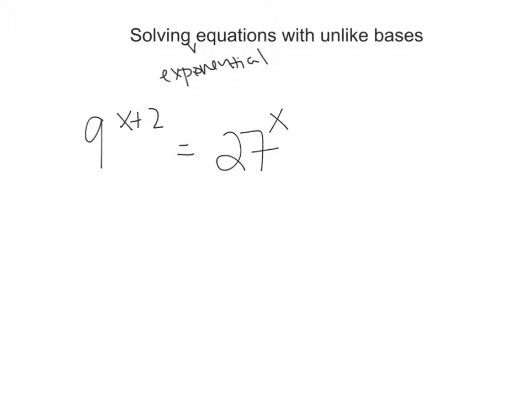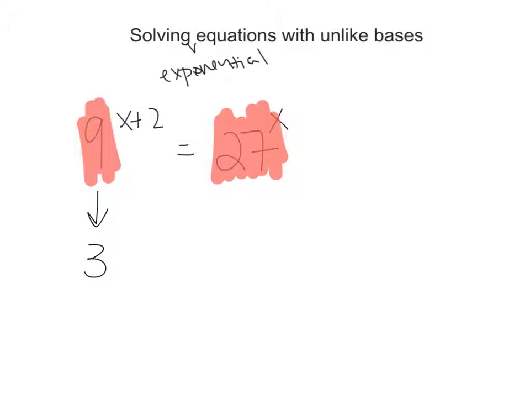All right, so this is our last example of solving with unlike bases. You're going to notice here that I have a base of 9 and I also have a base of 27. No matter what I do here, I can't change 27 to be a base of 9. So what I'm going to have to do is change both of these bases so that they have a common base. Our common base here is going to be 3.